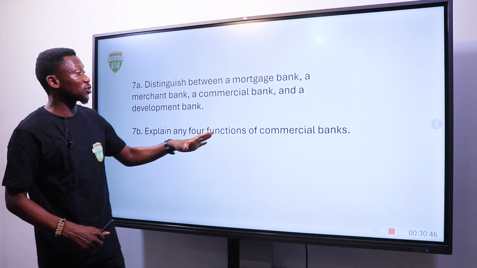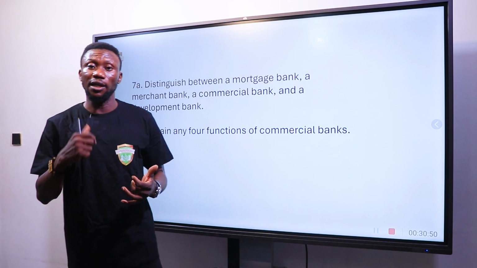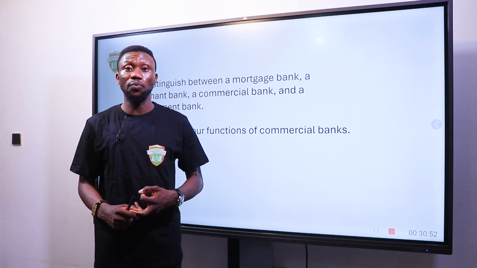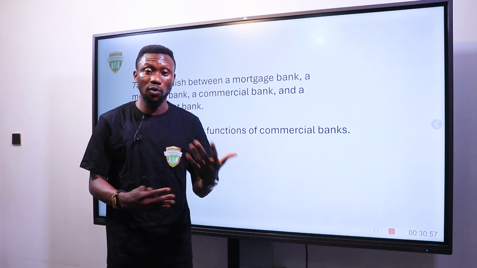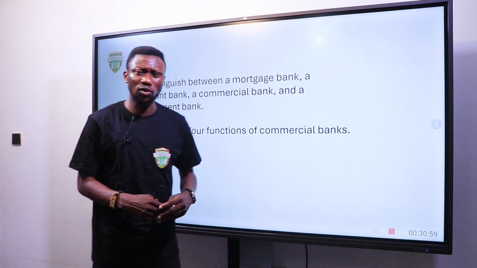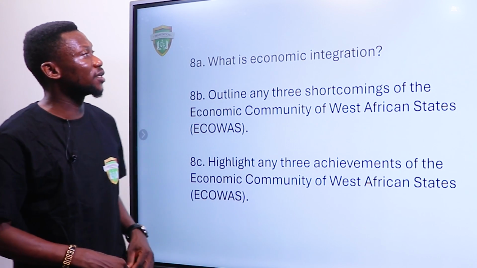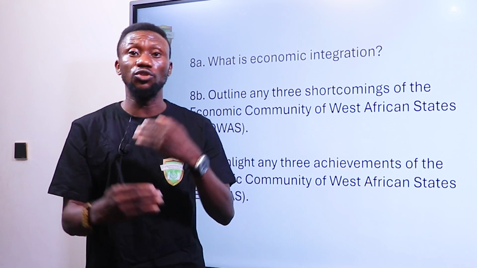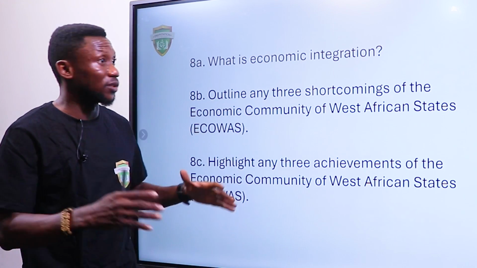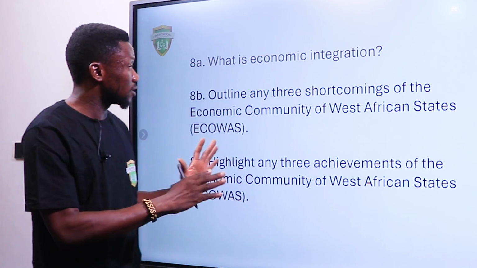And explain any functions of a commercial bank. We have many functions. They take deposits, they allow withdrawals, they keep jewelry for people, they help people make payments and transfers, and they also give out loans to people. And our final question, what is economic integration? This is when countries come together to reduce trade barriers. So there's more free trade and promotion of trade liberalization in that congregation of countries.